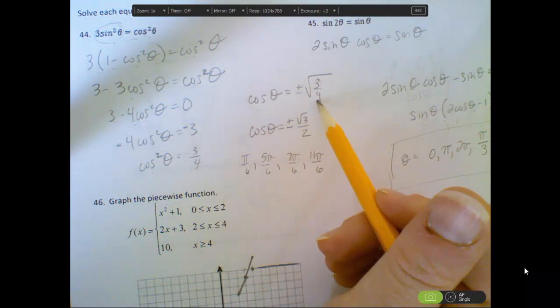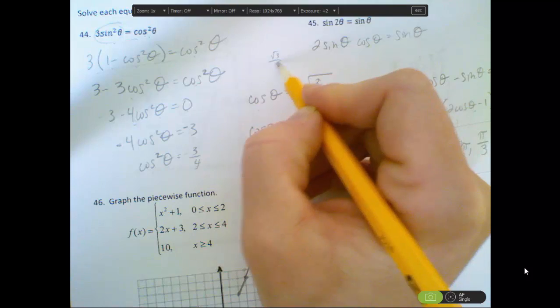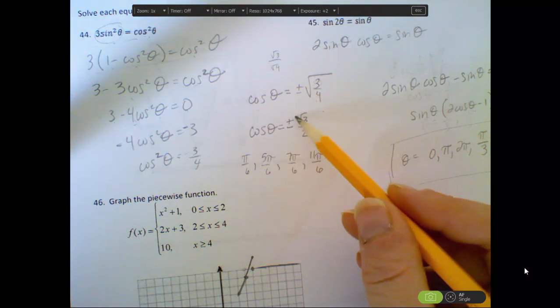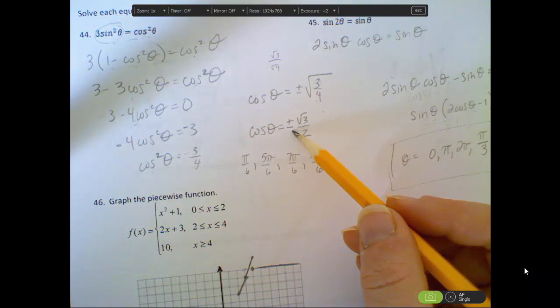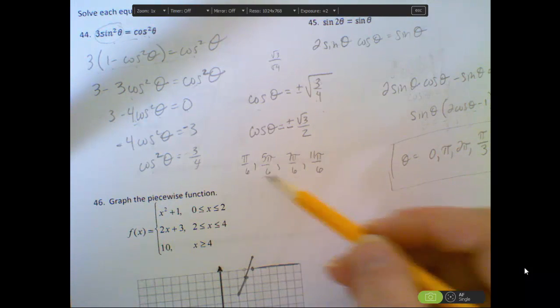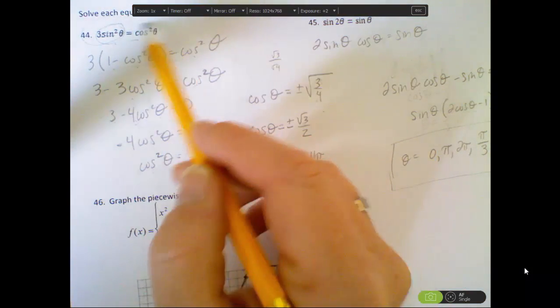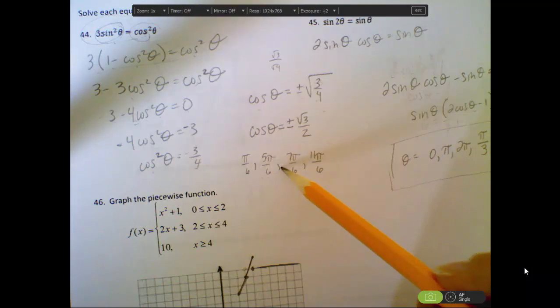The square root of 3/4 is the square root of 3 over the square root of 4, which becomes root 3 over 2. And it's plus or minus because when you take the square root, you need the positive and the negative. So you have 4 possible solutions here. And again, if you put this into y1 and this into y2, you will see they cross in 4 places.